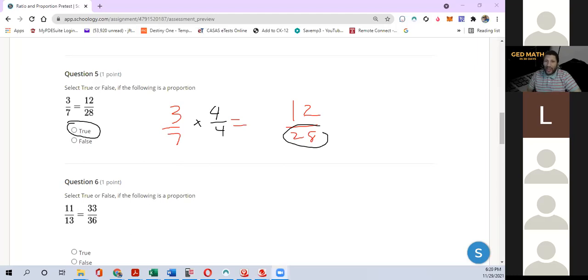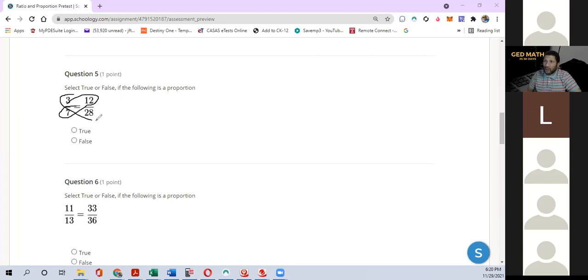Another way is cross multiplication. Is 7 times 12 equal to 28 times 3? 7 times 10 is 70. 7 times 2 is 14. That's 84. If you didn't know 7 times 12 was 84, you can break it down: 7 times 10 is 70, and 7 times 2 is 14, then you add those two numbers up. Same thing here. If you don't know how to do it, break it down to a smaller problem. 3 times 20 is 60. 3 times 8 is 24. 60 plus 24 is 84.